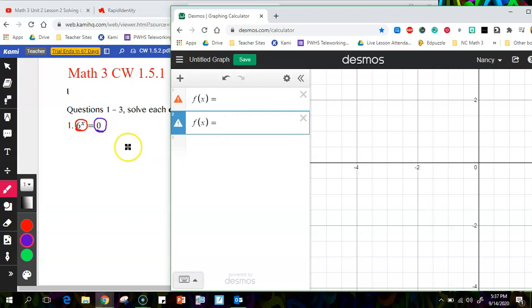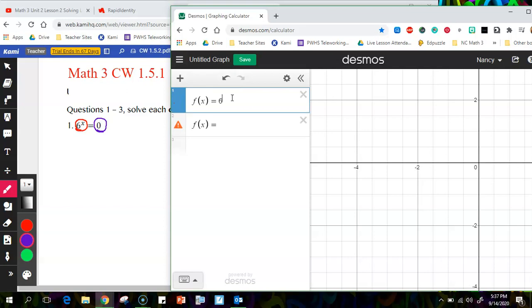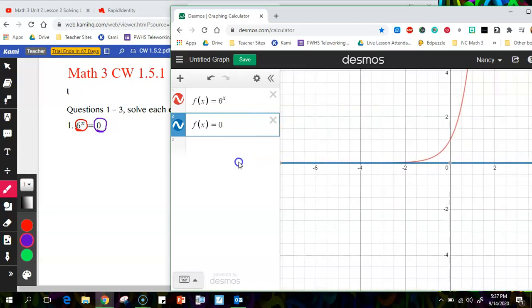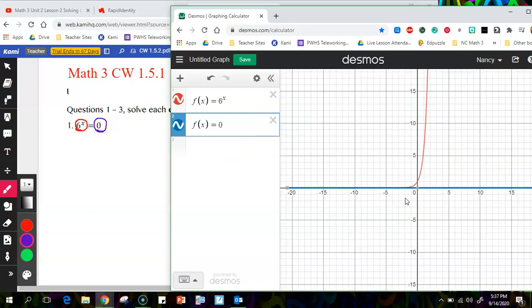Okay. And then the red part of this, the 6 to the x power, is going to go on one line. So I'm going to enter 6, and then for the x exponent, I need to hit Shift 6 and then put the x in. Okay, so that's what that looks like as a graph. And on the other line, I'm going to put a 0. So these two graphs are both graphed on Desmos at the same time. If they intersect somewhere, that is the solution.